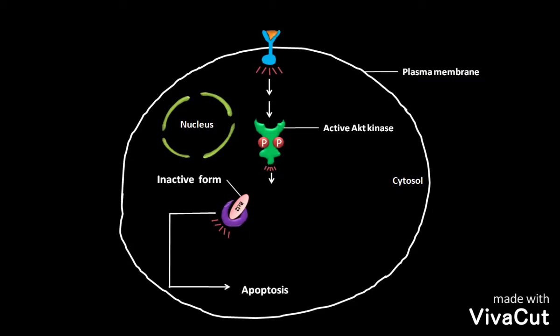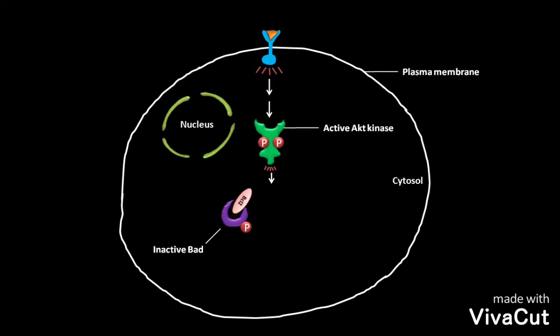But when BAD is phosphorylated, the BCL2 dissociates from it. When done, the freed BCL2 suppresses apoptosis and the cells survive.